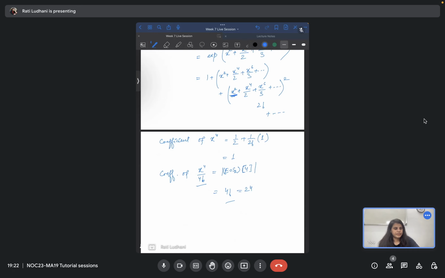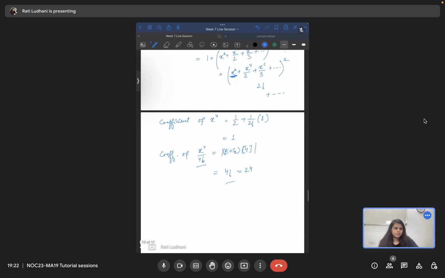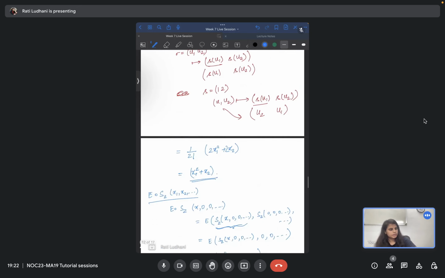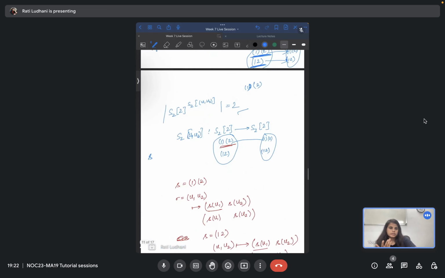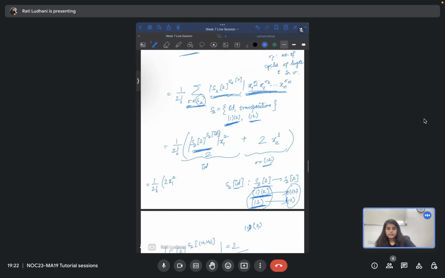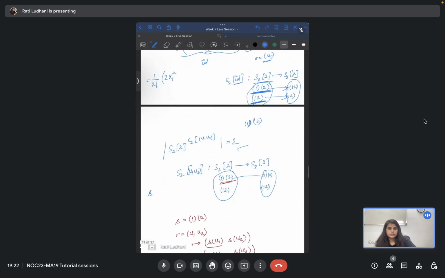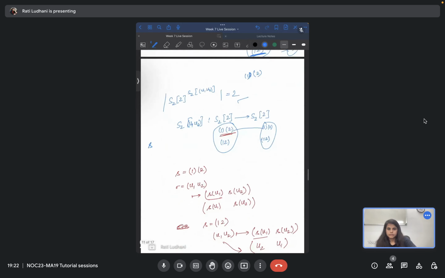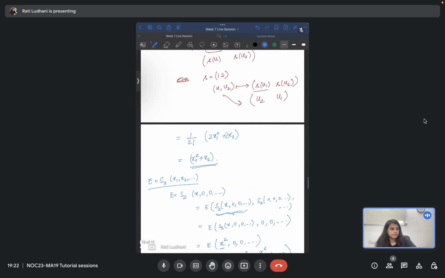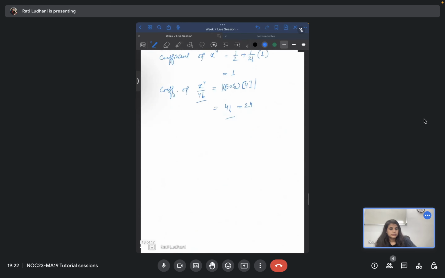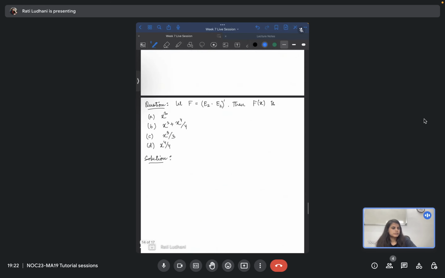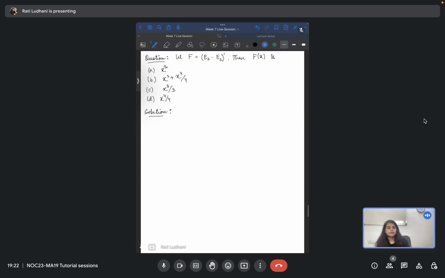Yes, ma'am. Okay, so basically you need to calculate from the formulas if required, but try to calculate this type generating series and better this cycle generating series, cycle index series, I guess. Okay, let's move to the next question then.